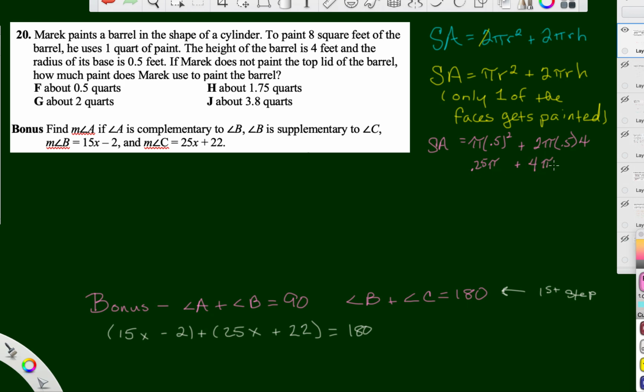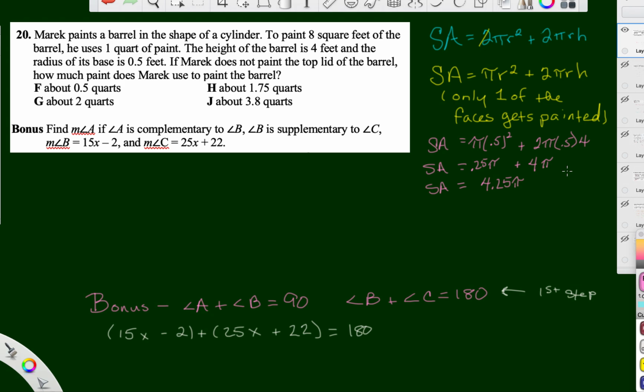And what I'm going to do is put these two things together, then multiply by 3.14. A quarter of a pi and 4 pi's are 4 1/4 pi. And this is just going to give me my surface area. Why do I need to know my surface area? Because I need to then divide by 8 square feet to find out what my paint total would be.